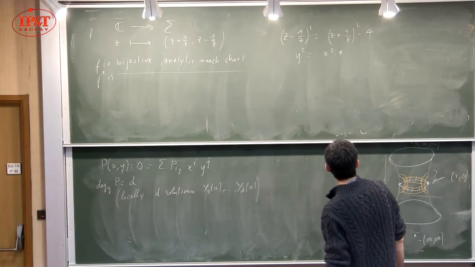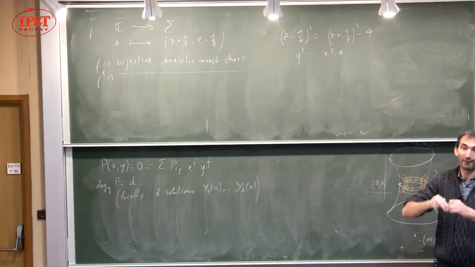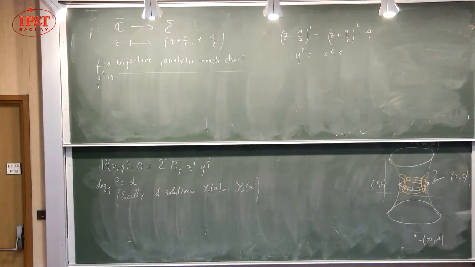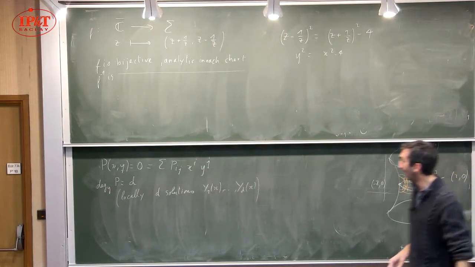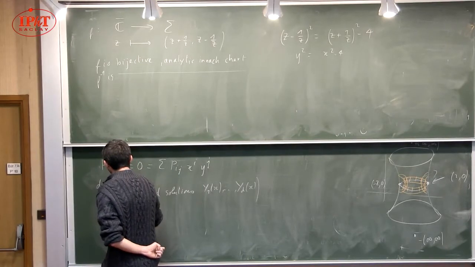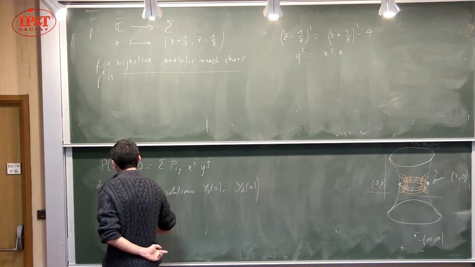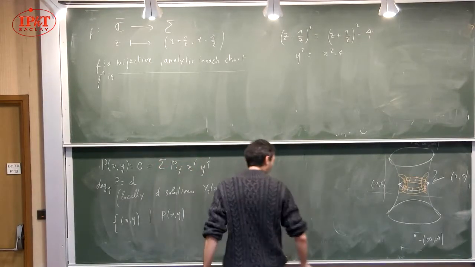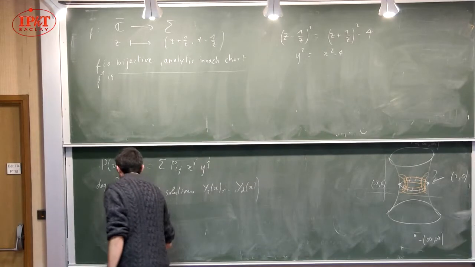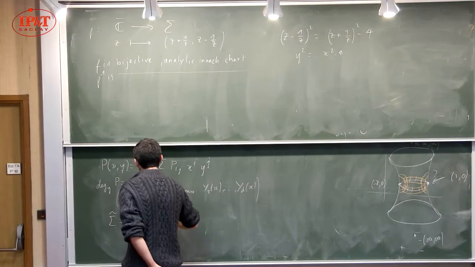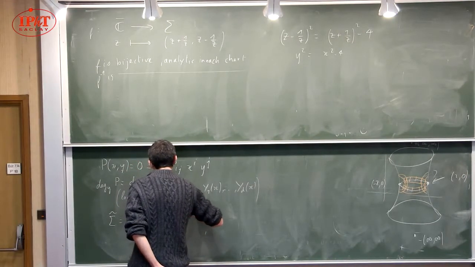So we want to do as before, remove some cuts and take neighborhoods of the extremities of the cuts, the branch points, neighborhoods of the edges of the cuts, and so on. And how do we do that? First, we have to identify the branch points. Let's consider the set of points x, y such that P of x, y equals 0. So let me start by defining sigma tilde equals the set of x, y such that P of x, y equals 0.